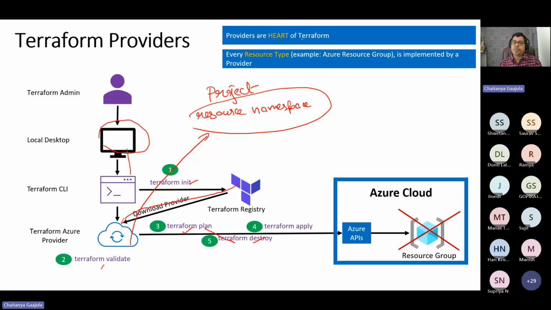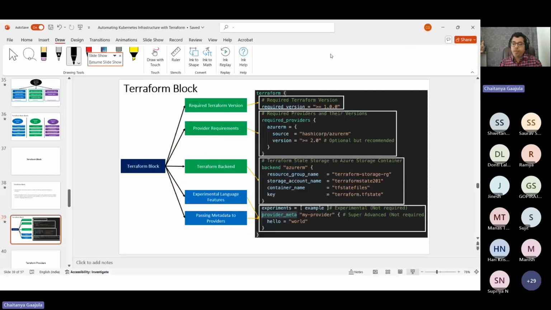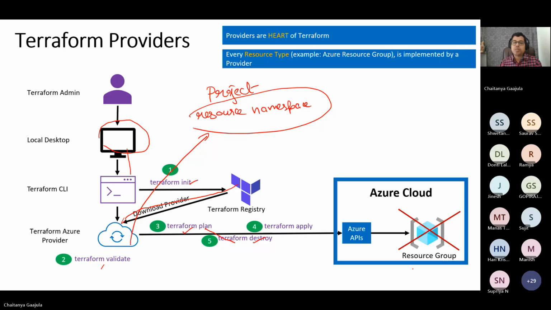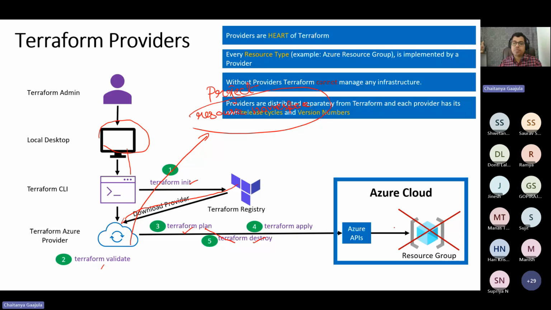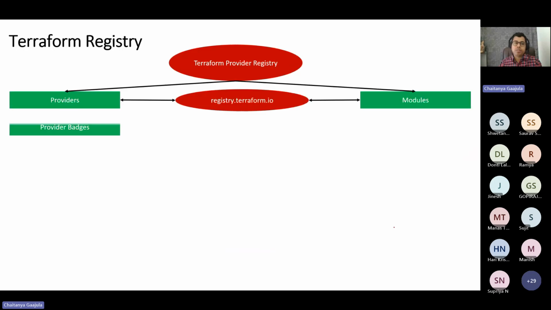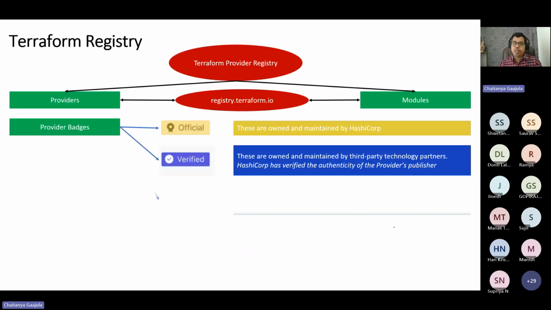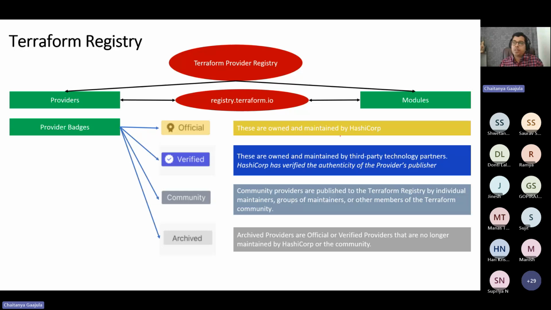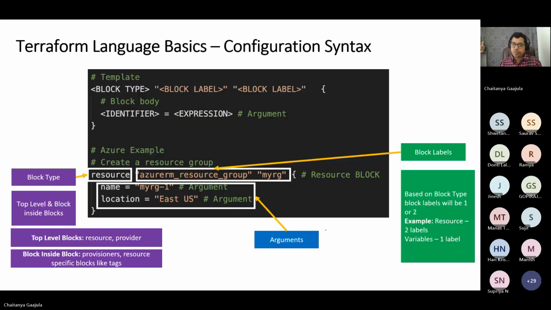So first one is providers. And then we're talking about using resources. Registries. In your registry, we have either official, which is managed by Terraform itself, HashiCorp. Verified is third-party companies that are partnered, and community is some open source, or you can create your own also. And these are some examples.